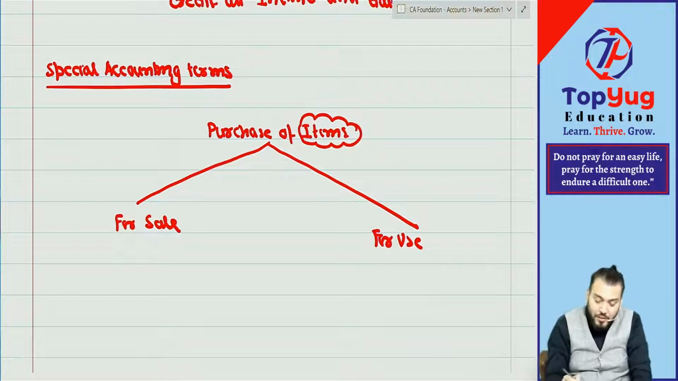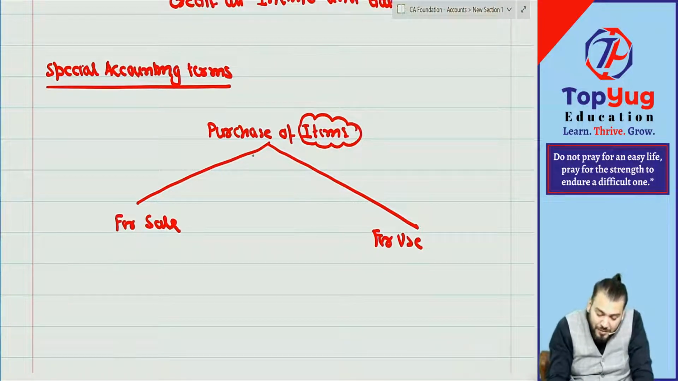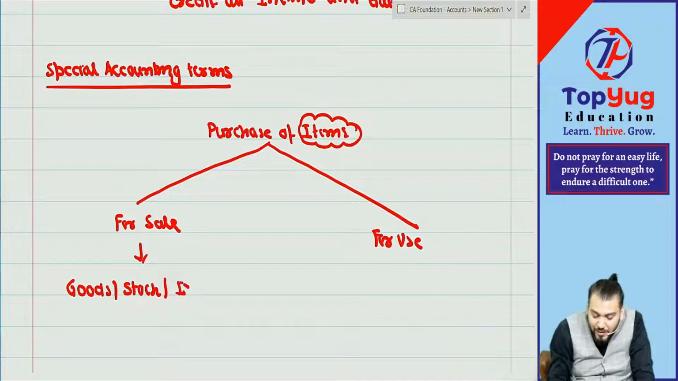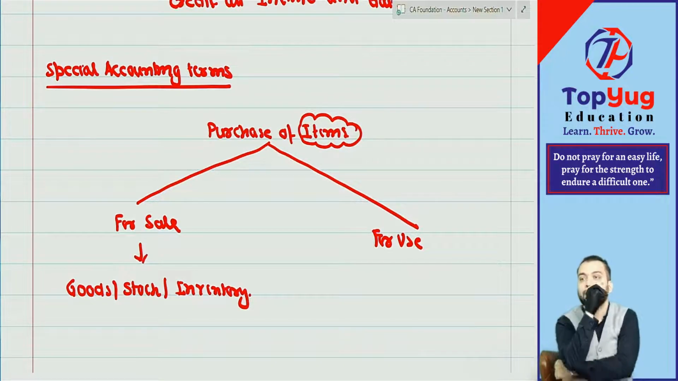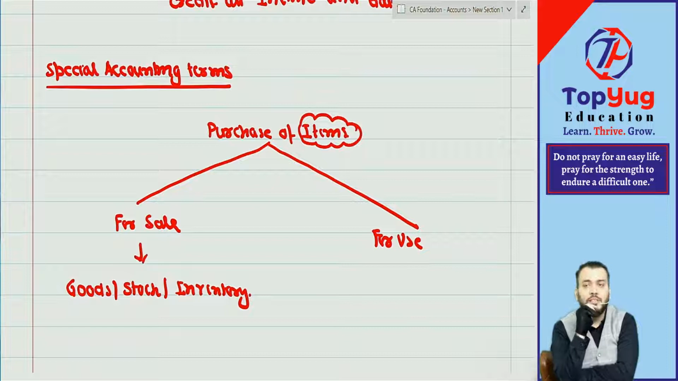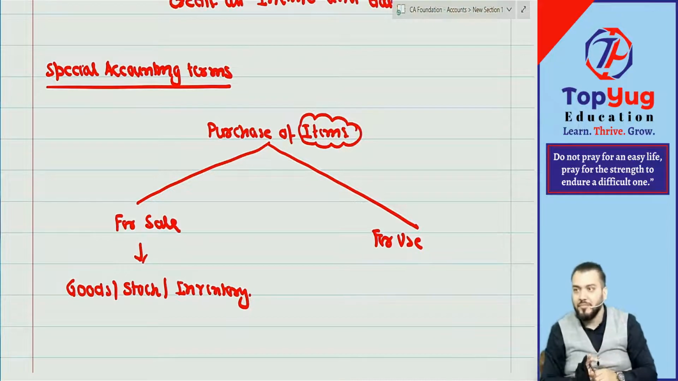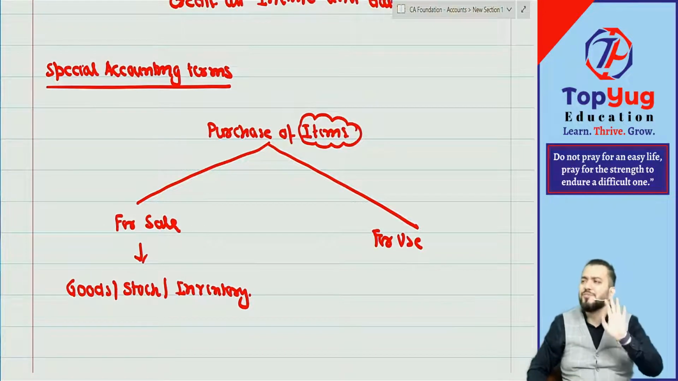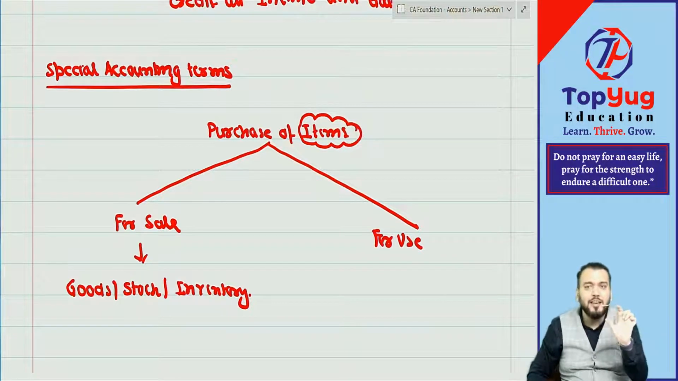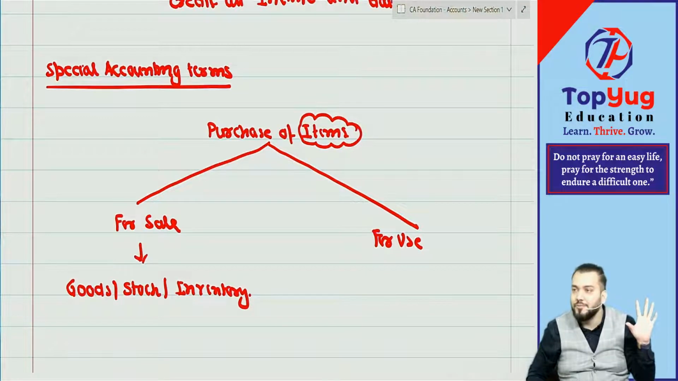Are you able to understand? Whenever an item has been purchased for sale, such an item is known as goods, or we call it stock, or we call it inventory. Understood? These goods, stock, inventory are interchangeable words. However, the more correct term is inventory. We call it goods, we call it stock, but the correct term is what? Inventory. Understood?